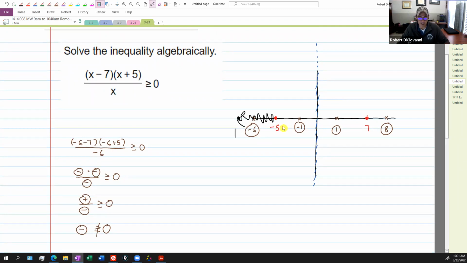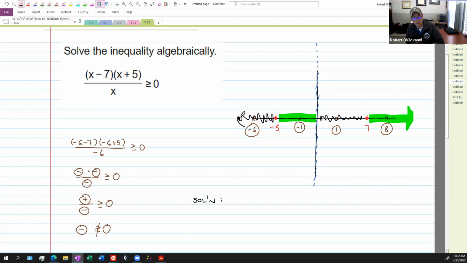And then if I test -1, I believe -1 should work. +1 will not work. And everything to the right of 7 will work. So I'm not showing those. Is that okay? I'm not actually plugging in -1, 1, and 8, but you should get like true, false, true for those 3. Now, the answer. Questions or no?